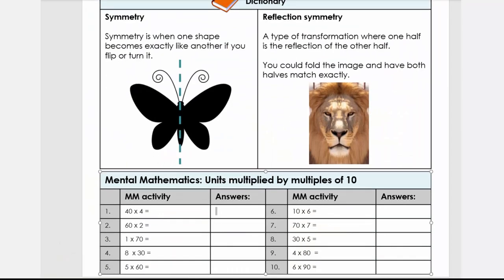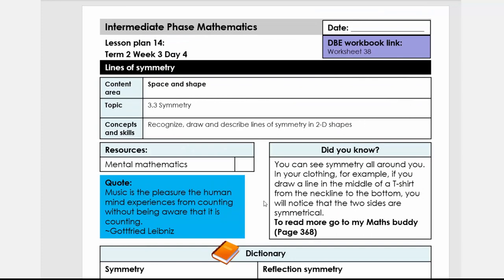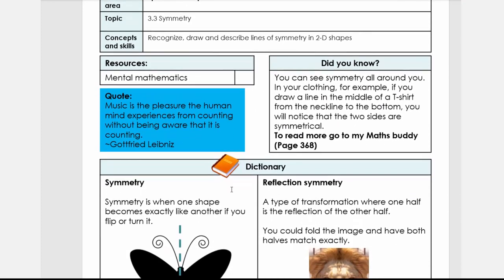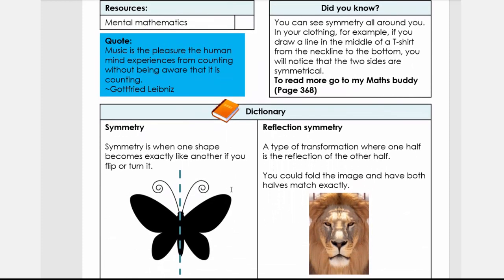Then we're going to go back to the lesson plan. You can pause here at the CAPS and have a look at that. And then we're going to look at the resources and the dictionary. Go and read through it for background knowledge to help the learners. Also look at the "did you know" question. It's time to pause then.